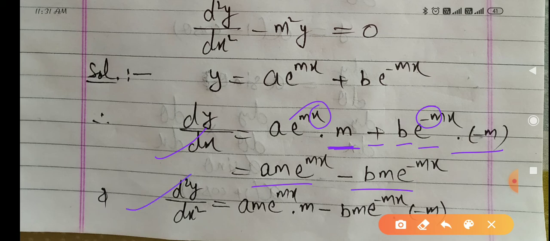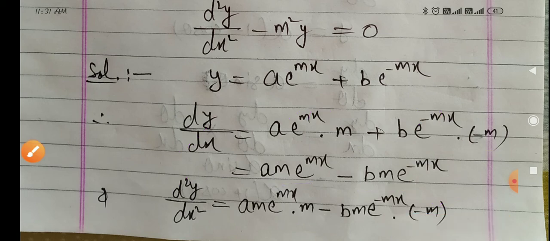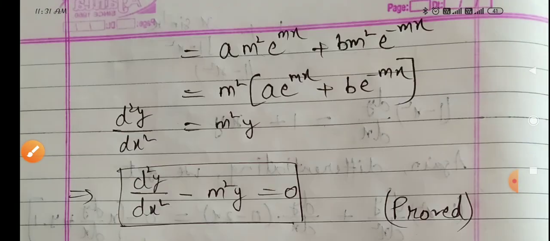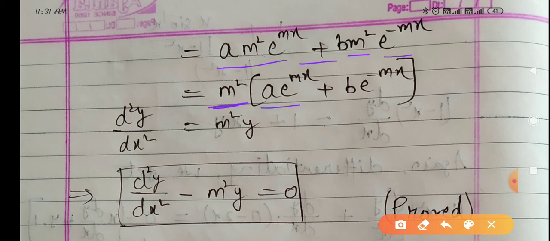Now again differentiating, d2y upon dx2 is a m e to the power mx into m again, minus b m e to the power minus mx into minus m. Now simplify, what will come? a m square e to the power mx, minus minus plus, b m square e to the power minus mx. Taking m square common, a e to the power mx plus b e to the power minus mx. Now you know very well, it is given, it is the value of y.